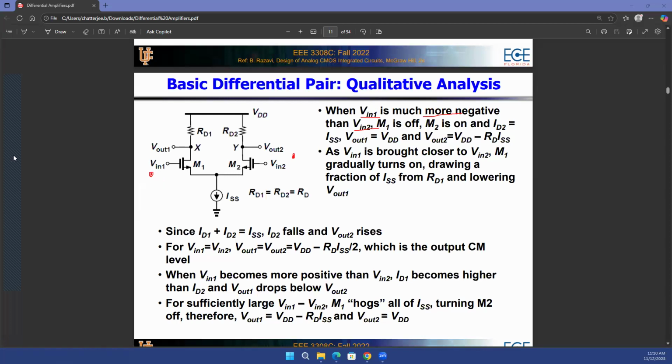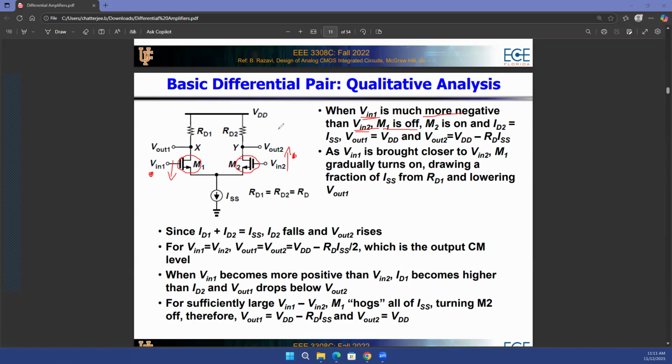Let's just say that the value of V in 1 is lower than V in 2. Let's not go into AC or DC. Let's just say that the value of voltage V in 1 is lower than the value of voltage V in 2. And that's why we are saying V in 1 is more negative than V in 2. In that case, M1 is off because this voltage is lower. And let's say it is so low that the M1 transistor is off. But because V in 2 is high, the M2 transistor is on.